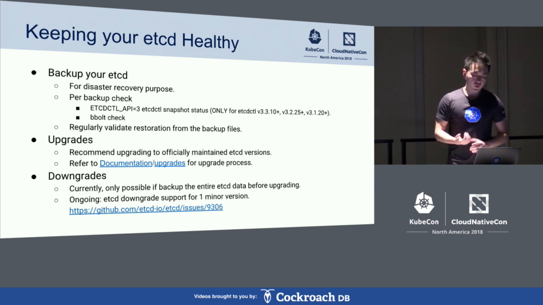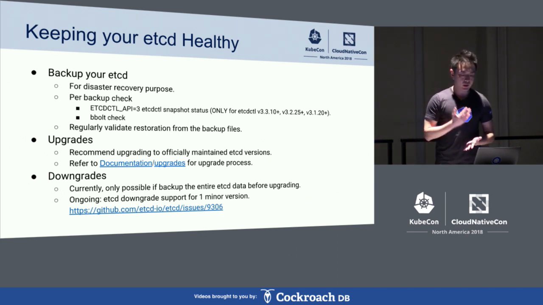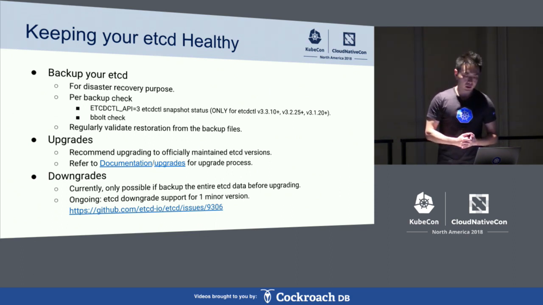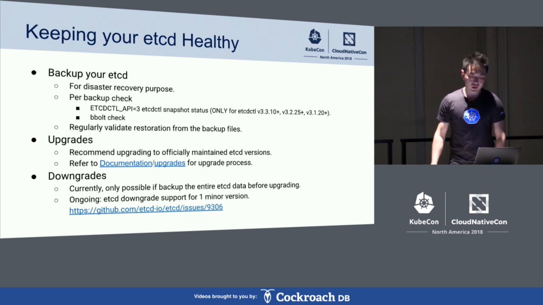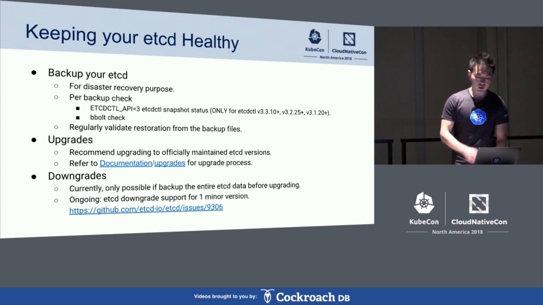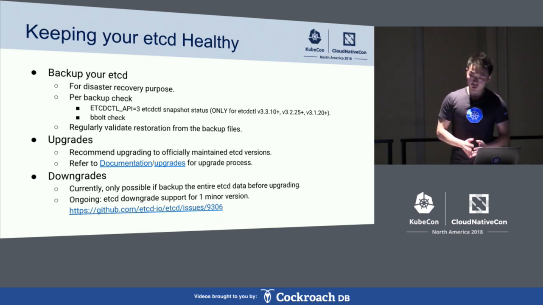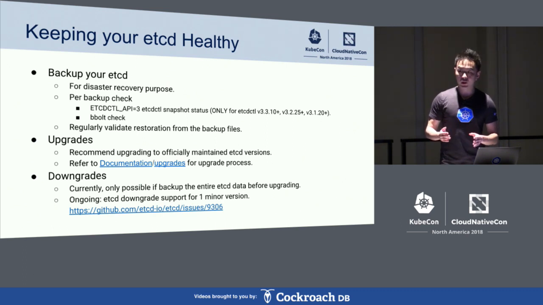Backups. We recommend you do backups for disaster recovery purposes. We also recommend that you do a backup check, meaning that whenever you get a new backup, you want to do some integrity check on that. If you're using the newer etcdctl versions, you can just do etcdctl snapshot status. As part of it, it will do the check for you. Or because the underlying database is BoltDB, there is a command line tool called bbolt. You can also use that. We also recommend that you regularly verify you can actually restore your cluster from the backup file created.